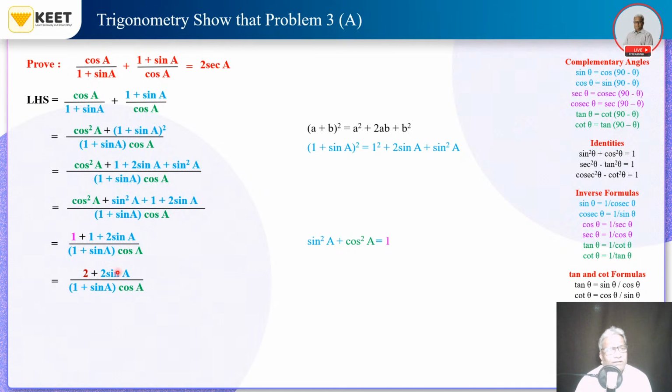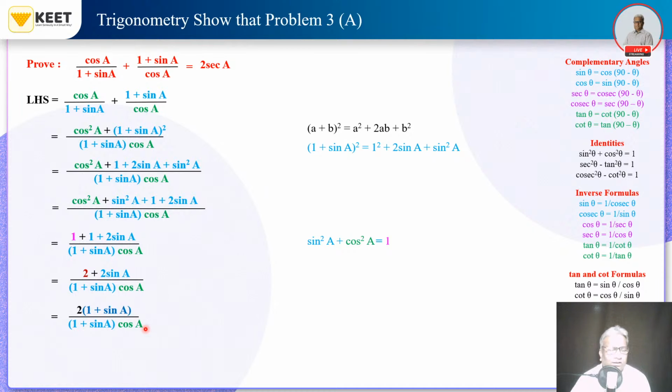The denominator 1 plus sin A into cos A is kept as it is. Now in the numerator 2 plus 2 sin A, we can take 2 common. On taking 2 common, you will get 2 bracket 1 plus sin A. So that step will be like this: 2 bracket 1 plus sin A, the denominator is repeated or kept as it is.